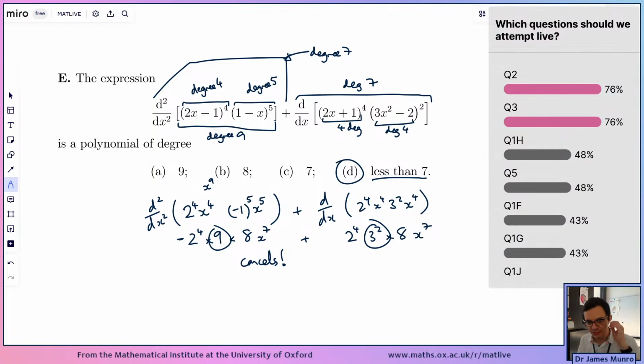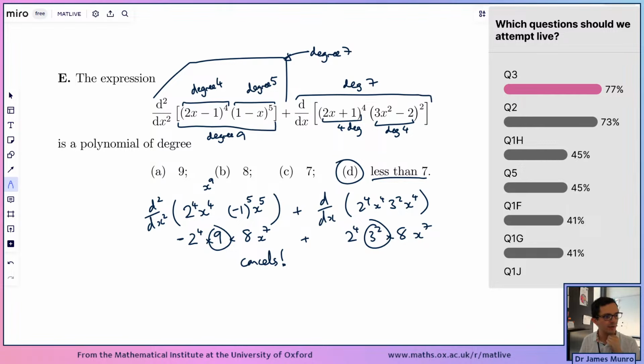I had to do this question because it's in the thumbnail. People chat voted for questions 2 and 3. Interesting to know. Let's make a quick note before it does this. A bit of a 2, 3, 1H, 5, and then 1F and 1G, and I can see 1J in there as well. Okay, cool. It does feel like a trick question, doesn't it?